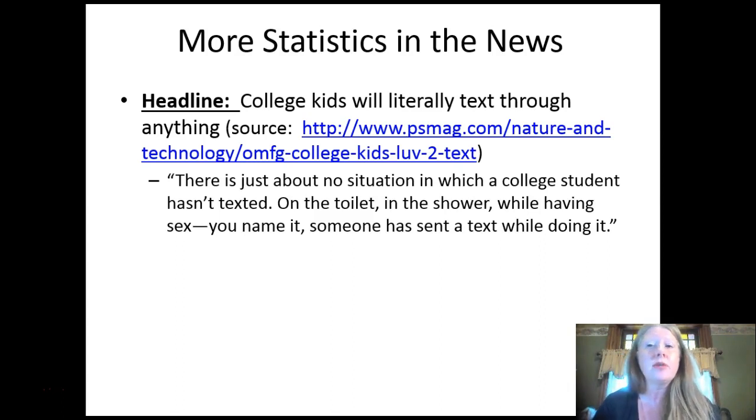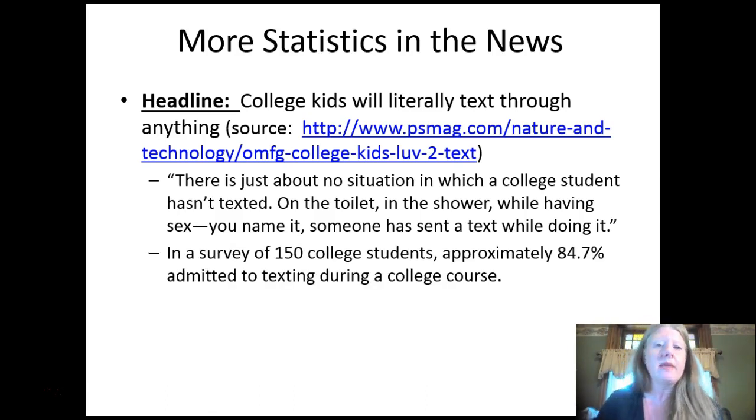There's just about no situation in which a college student hasn't texted: on the toilet, in the shower, while having sex, you name it. Someone has sent a text while doing it. I find this hard to believe, but obviously this is what's going on today. So when you read a few more details about the study, they mention that they had a survey of 150 college students. And let's imagine that they're sampled randomly. We have a random selection of 150 college students, and approximately 84.5% of those students admitted to texting during a college course.